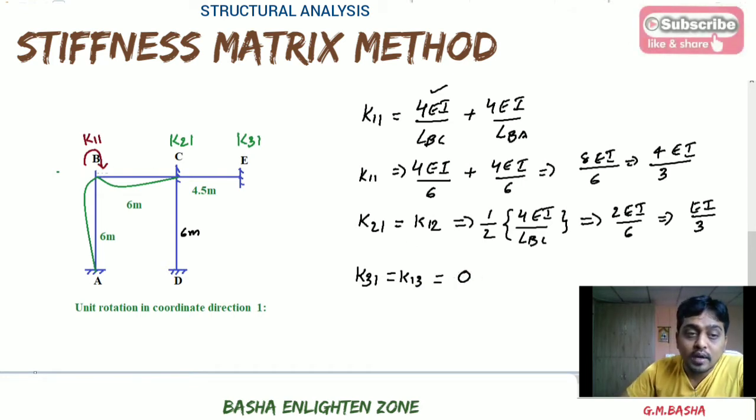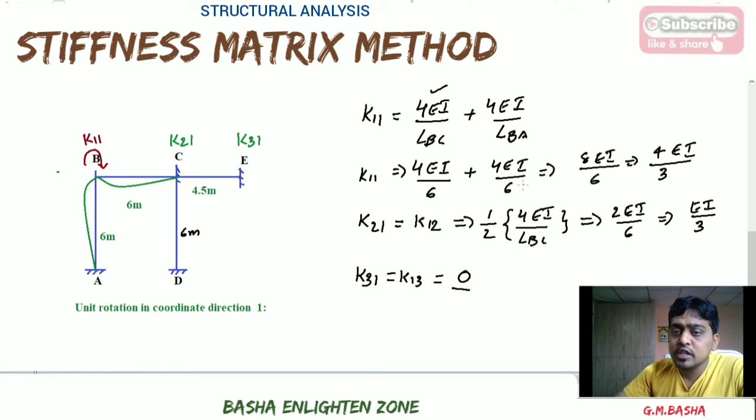Why? Because whatever moment is applied at a particular joint B, it will be carried only to its connected members, that is BC and BA only. Not for E. E is the far end which is not connected to the joint B. E is the member connected to CE or EC, and there you will get some rotational moment. But here we are at the joint B, and E is not a connected member to that joint B. Therefore, the matrix you will get will be equal to 0.